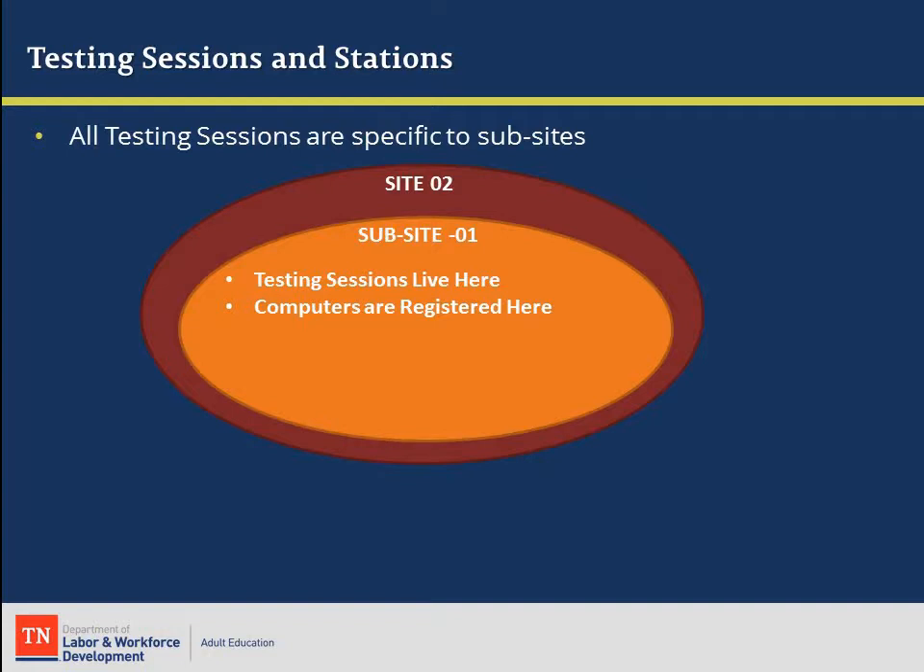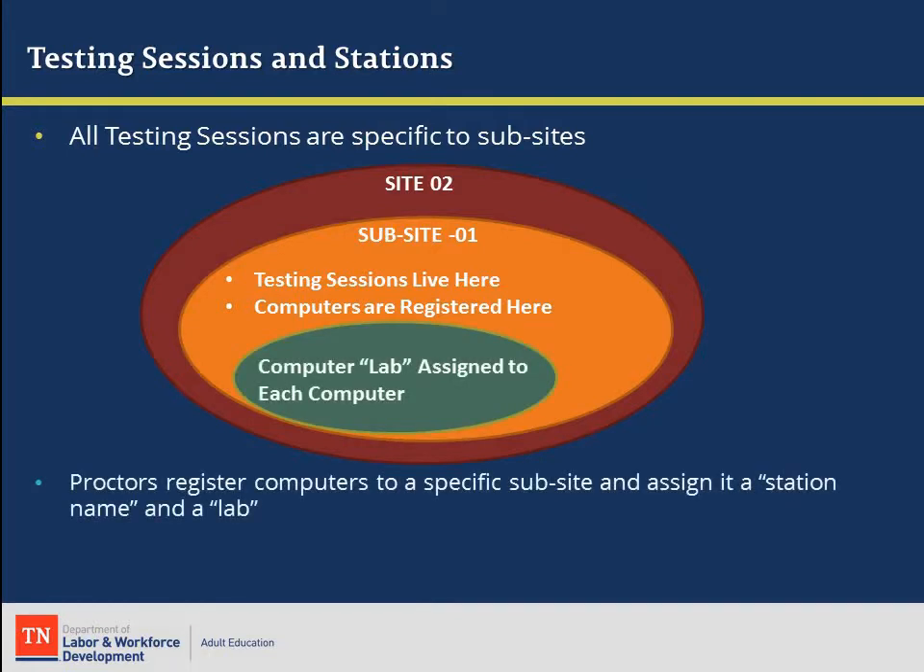Your computers are also specific to a subsite, and they are registered within that. Then within your subsite you have a computer lab, which is assigned to every computer. And proctors have to register computers to a specific subsite and then assign a station name and the lab name. I'll show you what that looks like in CASAS in just a minute.